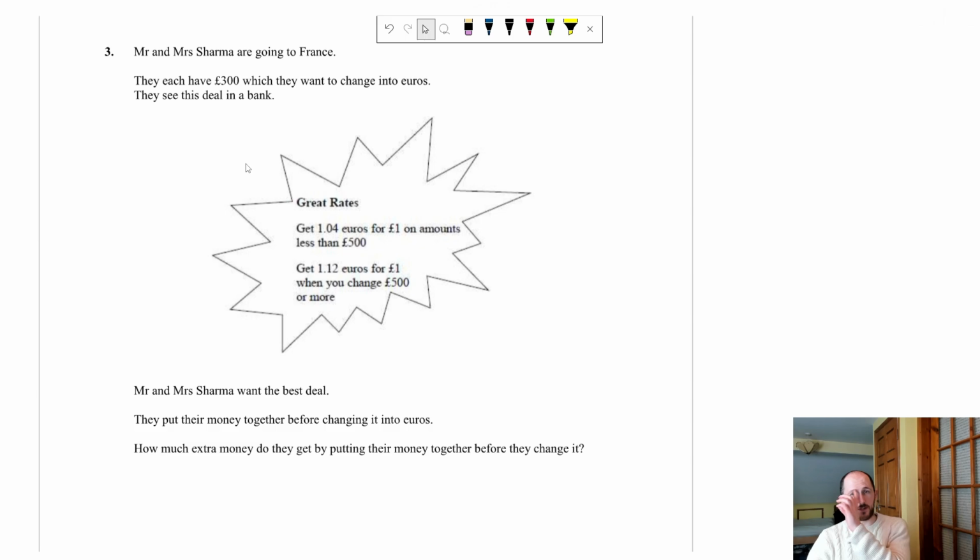This is a pretty interesting question. So if Mr. and Mrs. Sharma are going to France, they each have £300, which they want to change into euros, and they say this deal. So you get 1.04 euros for £1 on amounts less than £500. But you also get 1.12 euros for £1 when you change £500 or more. They want the best deal, so they're going to put their money together and change it into euros. But how much extra money do they actually get? They know that putting it together will give them a better deal, but how much of a better deal is it? So if they did it separately, they're both going to do £300 separately, right?